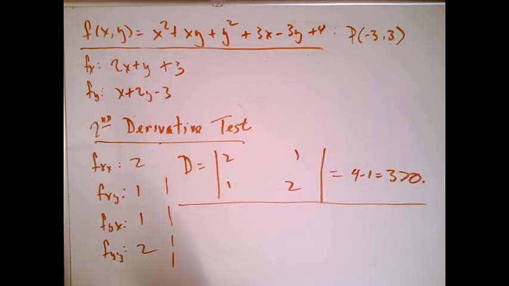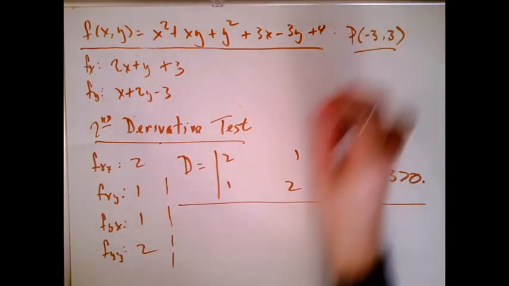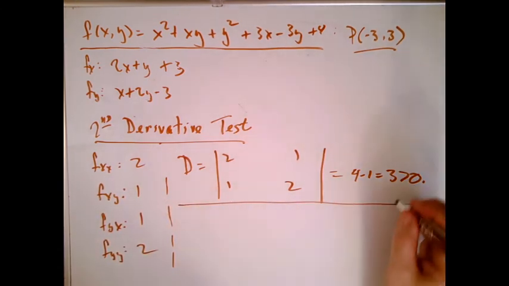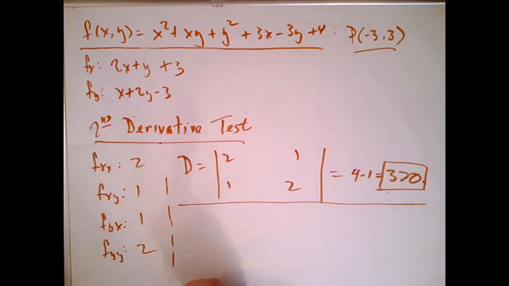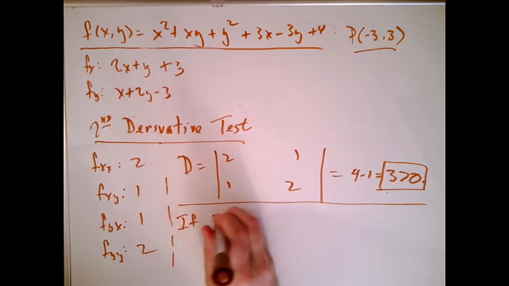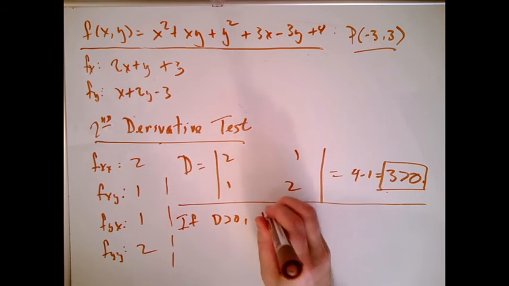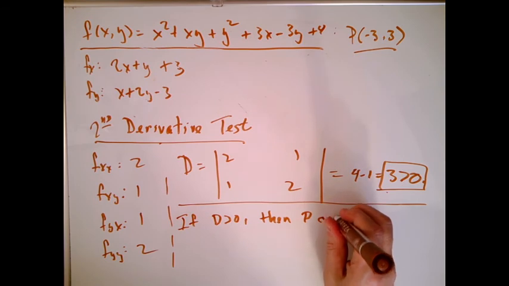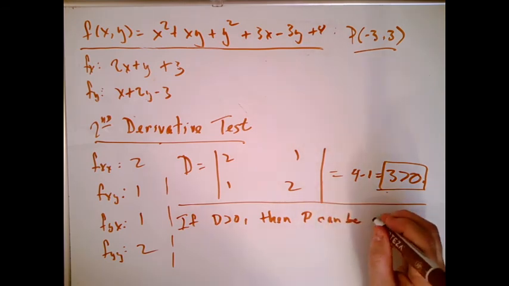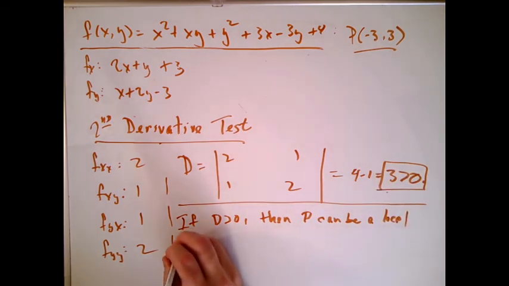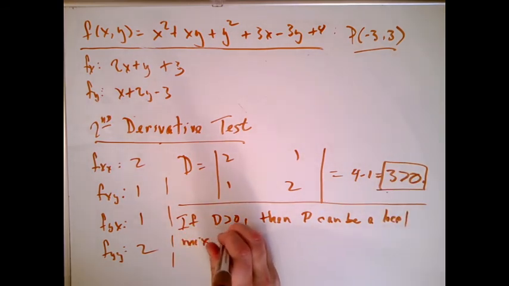Now, the second derivative test says, start out with a critical point, take all the partial second derivatives, and then take the determinant. Now, if it's positive, it can either be a local max or local min. That's what the second derivative test says. If D is bigger than 0, then P can be a local max or a local min.